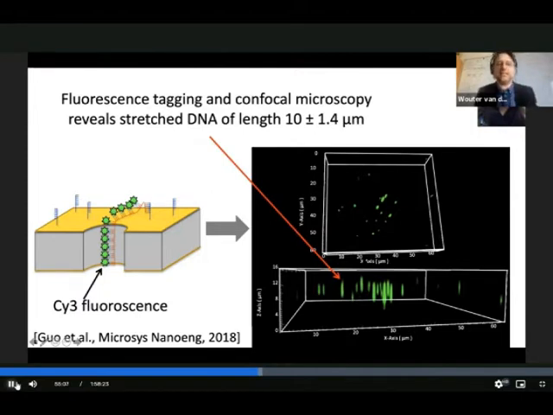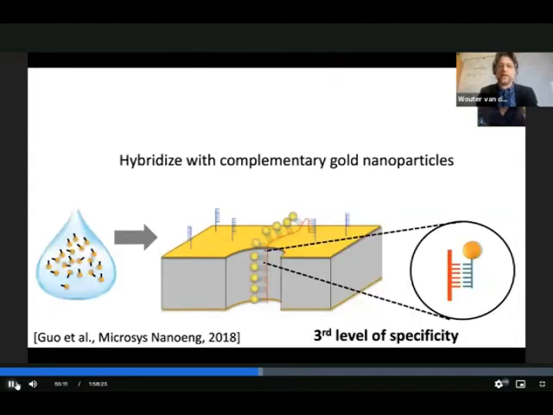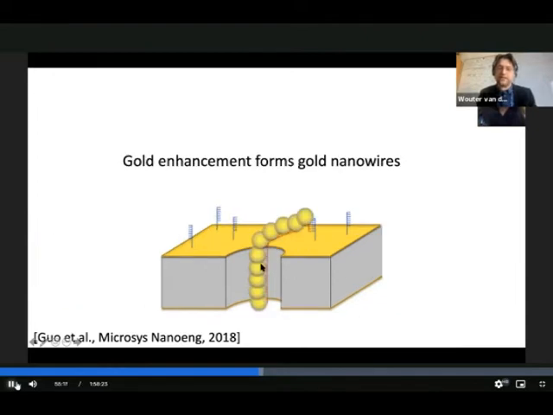Still, I need to solve my second problem, that of conductivity. Instead of using fluorophores, I can also coat gold nanoparticles that are specific, which I can do. And then I can do gold enhancement. And then basically what I create is a gold nanowire from the top surface to the bottom. And that one I can measure electrically.